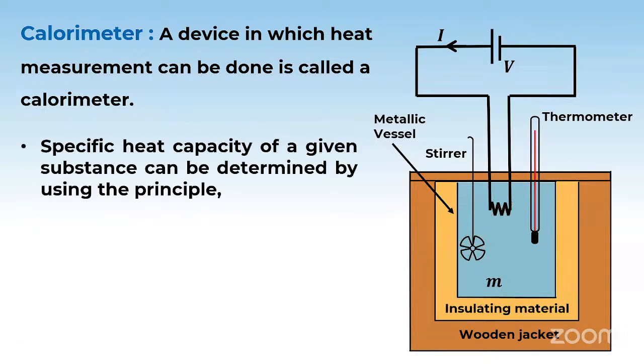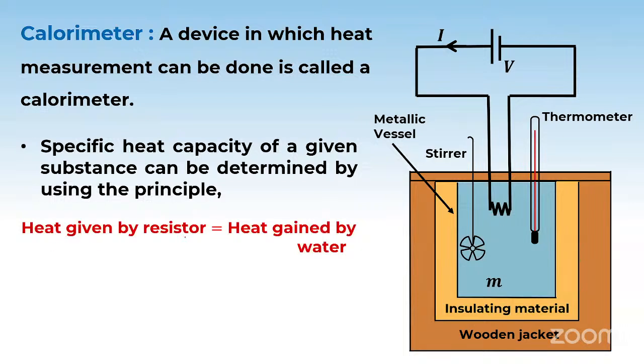Now look, the specific heat capacity of a given substance can be determined using this principle. What is specific heat capacity? I think you are well aware of it. It is the heat required to raise the temperature of unit mass by unit degree Celsius. Okay, that is termed the specific heat capacity, which means heat given by the resistor is equal to heat gained by the water. So that is the principle of calorimetry.